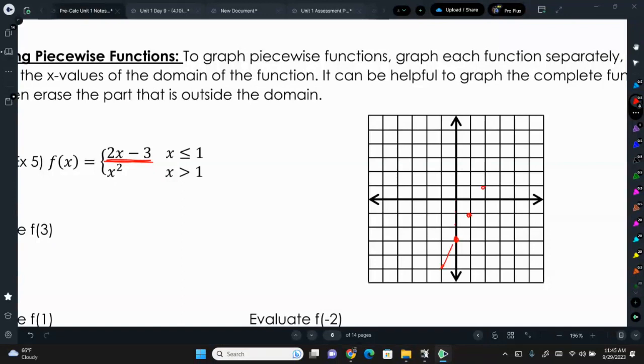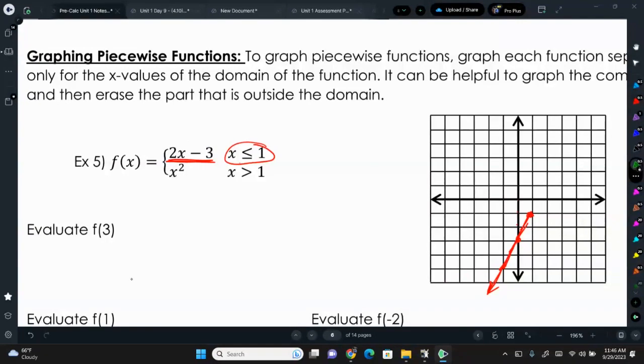So I'm going to graph this line, but I only want my x values to be less than or equal to 1. So I'm going to go back and erase this part here because my x values are greater than 1 over the interval I just erased. So all these x values now, from here to here, are less than or equal to 1.